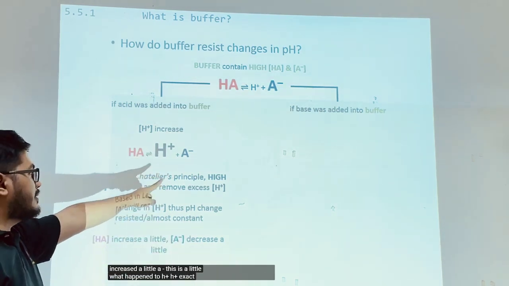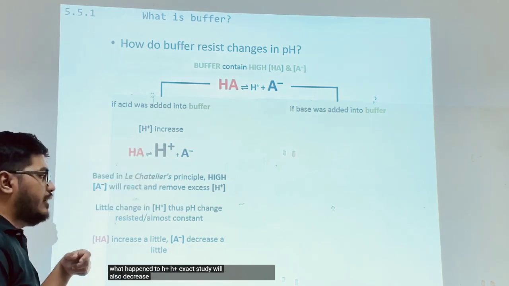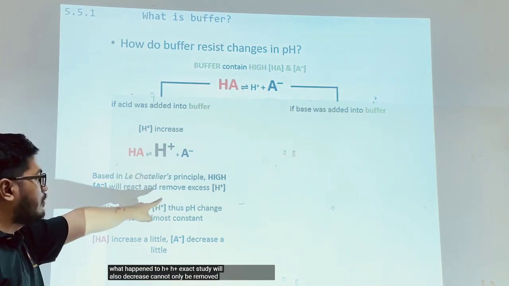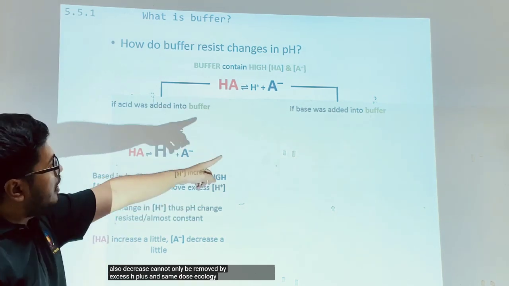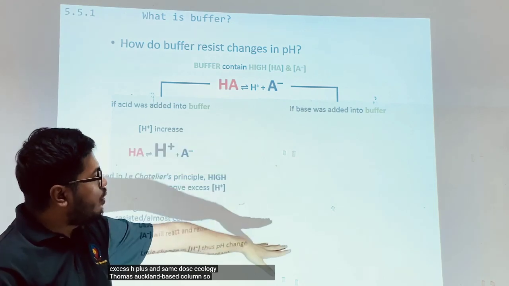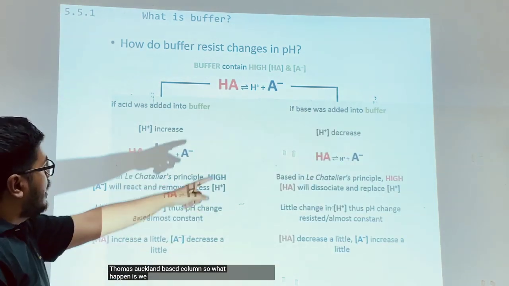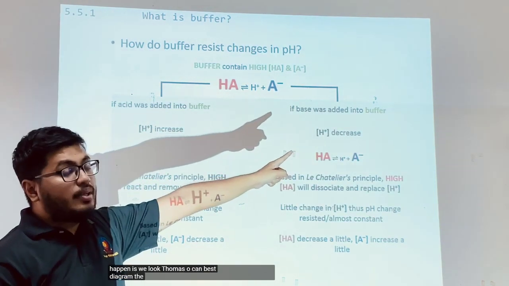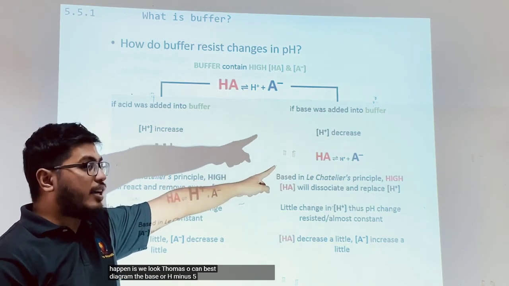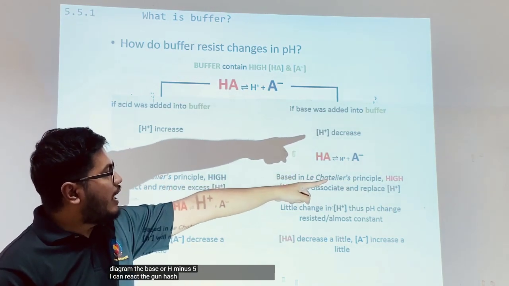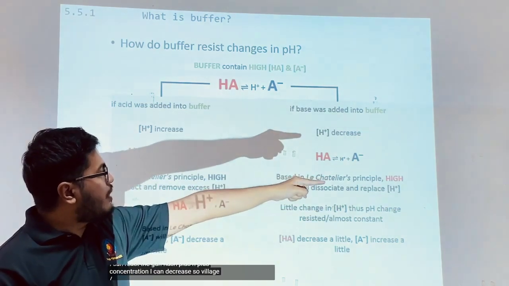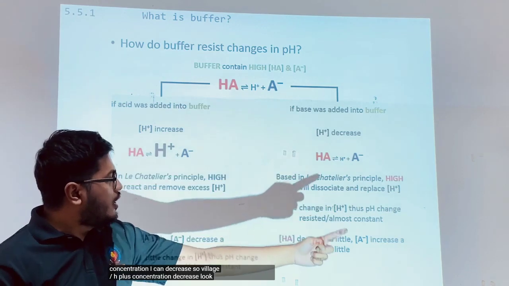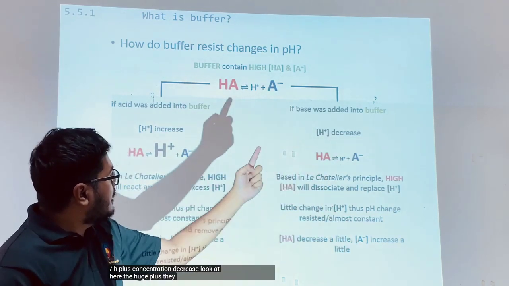HA will increase a little. A minus will decrease. H plus excess tadi will also decrease. Kenapa? Already been removed by A minus. And same goes kalau kita masukkan base ke dalam. So what happens bila kita masukkan base ke dalam, the base or hydroxide ion akan react dengan H plus. H plus concentration decreases. So bila H plus concentration decrease, look at here, the H plus kemudian besar.